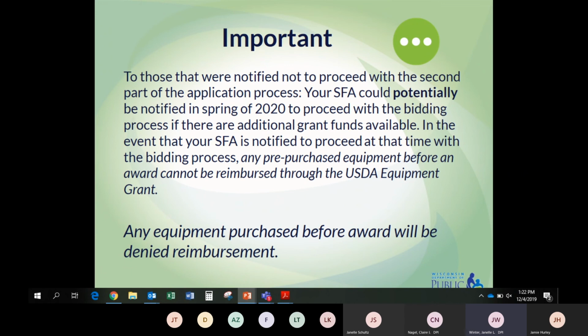However, if any of the requested equipment is purchased before the award, it cannot be reimbursed through the USDA equipment grant. So if it's a high priority and you need a dishwasher as soon as possible, the equipment grant might not be the best option for you. But if it can wait until the springtime, I would wait.